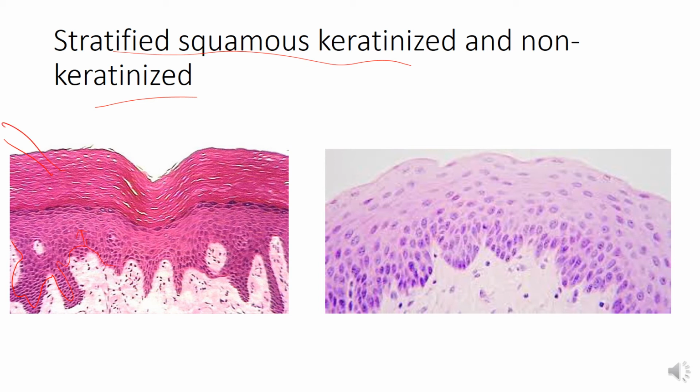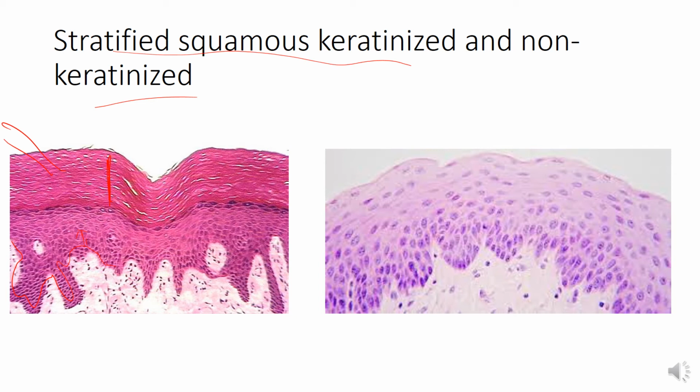So here you can see a thick layer of keratin present in the stratified squamous keratinized epithelium, and this kind of epithelium is usually present on the skin of the body. So it protects us from abrasions.